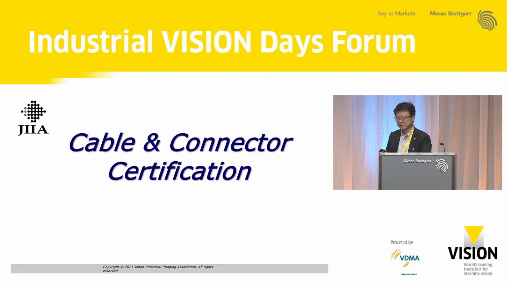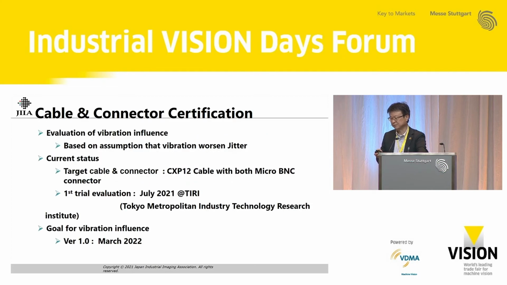Next, cable and connector certification. There are many problems using cable with connector in the machine vision field. One reason is no evidence in bad environment. So JIIA has started a cable and connector certification working group since 2019 to support many machine vision companies. Now we have started from the evaluation of vibration. One, evaluation of vibration influence based on the assumption that vibration causes jitter.